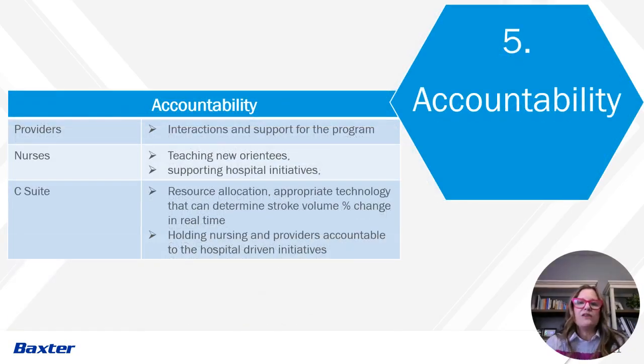And number 5 is accountability. Having provider accountability, interactions, and support for the program is so important. Nurses, as they teach new orientees and they support the hospital initiatives, we need to make sure they're held accountable. And then the C-suite, they need to make sure that resource allocation is appropriate. Resource allocation is there, appropriate technology that can determine stroke volume percentage of change in real time, and then also the C-suite to hold nursing and providers accountable to the hospital-driven initiatives.